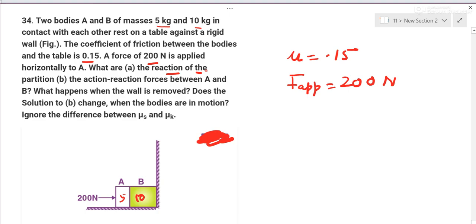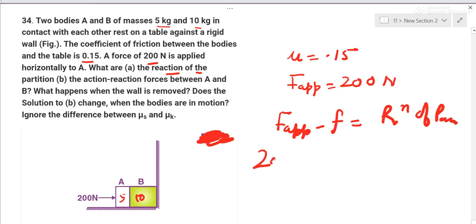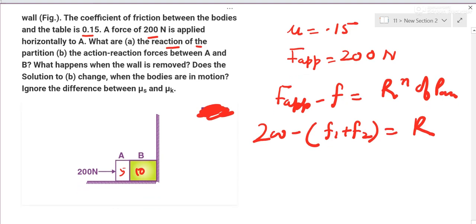See, now the reaction of the partition will be force applied minus this friction force. So the reaction of the partition will be force applied minus force of friction. This will be the reaction of the partition, first part. So force applied is 200 and this will be frictional force of 1 and frictional force of 2. This will be the reaction. So 200 minus this will be mu into R1 and this will be mu into R2. Two reactions of two bodies, right?